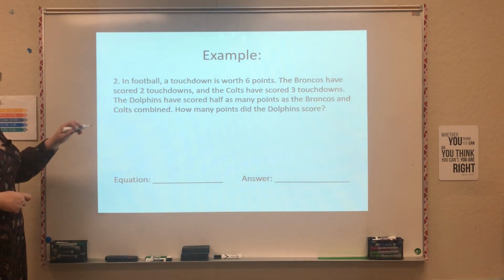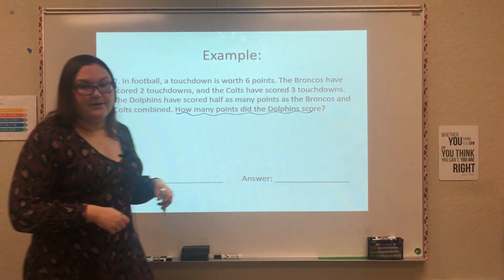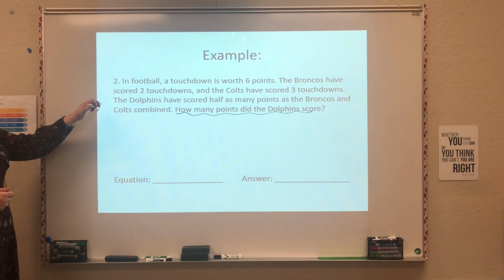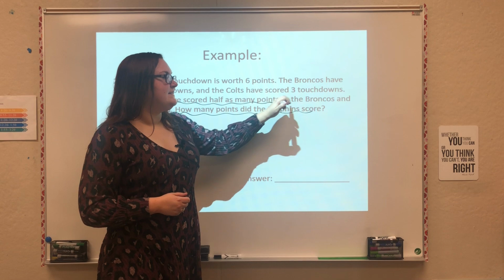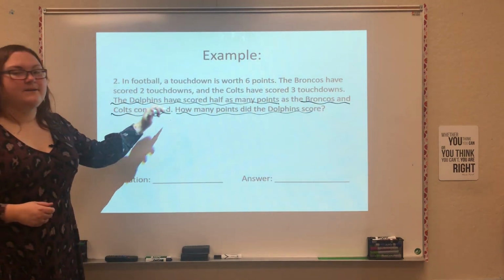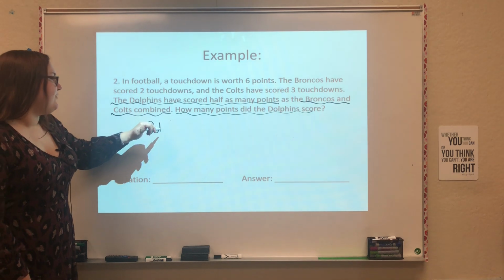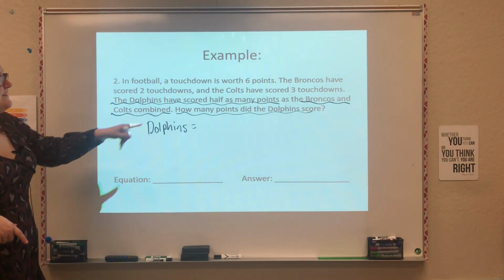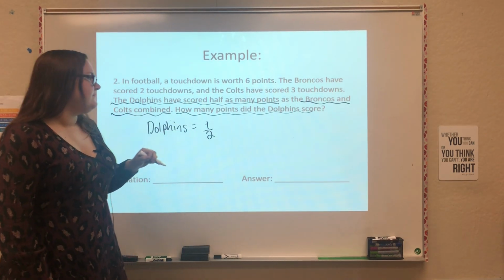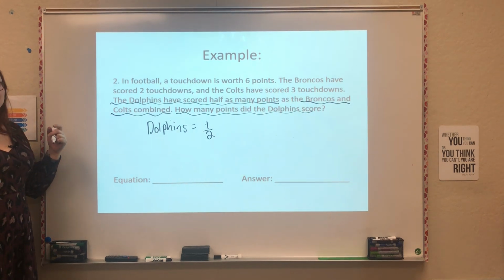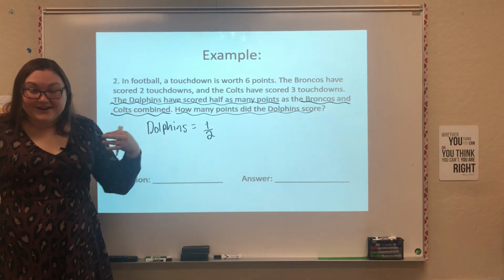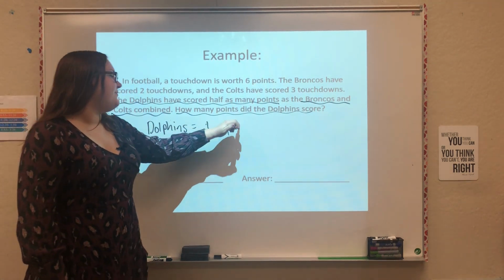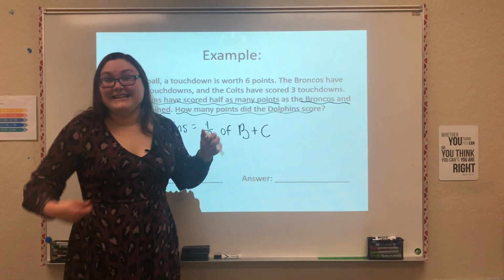So the question for this problem is asking how many points did the Dolphins score? We're trying to figure out how many the Dolphins scored. What do we know about the Dolphins? Well, we know the Dolphins scored half as many points as the Broncos and Colts combined. So I'm going to write down exactly that. I know the Dolphins, the amount of points they got equals half as many as the Broncos and Colts combined. That word combined means you're putting them together, means you're adding. So the Dolphins got half of what the Broncos and the Colts got together.